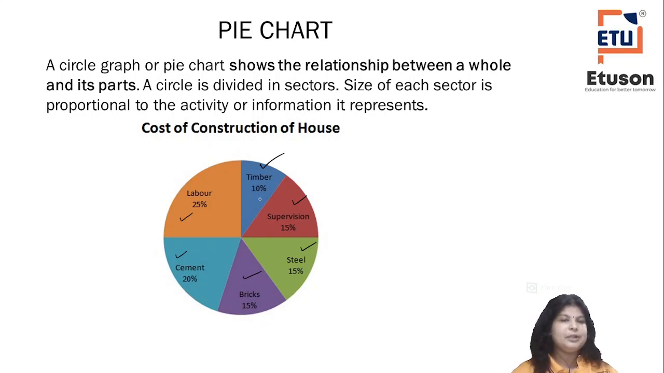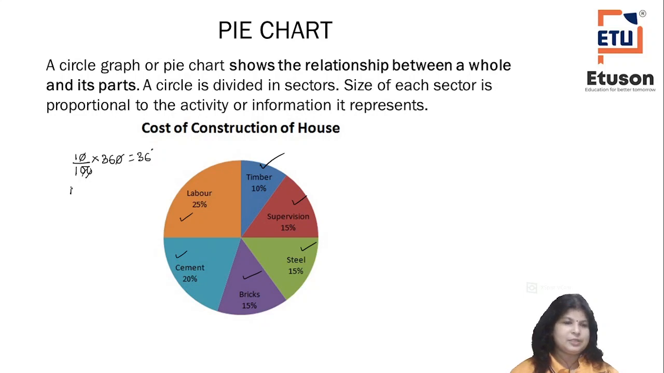For example, if it is 10%, then what will be the angle subtended? It will be 10 by 100 into 360. Okay, so in that case, it will be how much? It will be equal to 36 degrees. So, after getting one of the radius, you can start drawing the diagram with an angle equal to 36 degree and representing it with the proportion of timber.